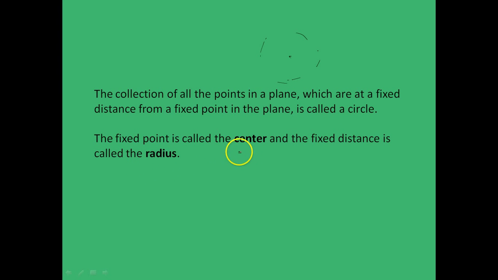The fixed point is called a center. So this would be the center and the fixed distance is called the radius. The distance as a magnitude is also called the radius and the straight line is also called the radius. So now we'll look at some more terminologies associated with circles.